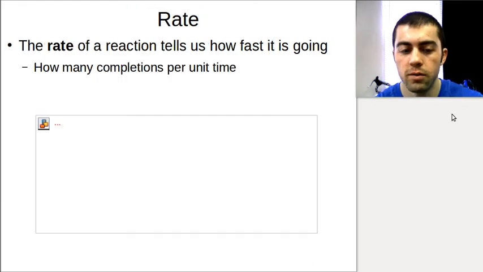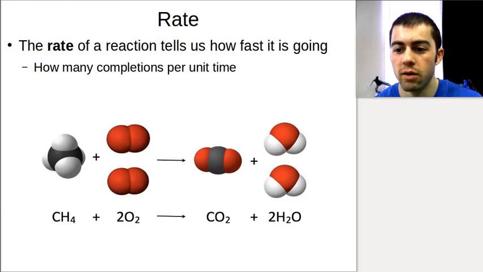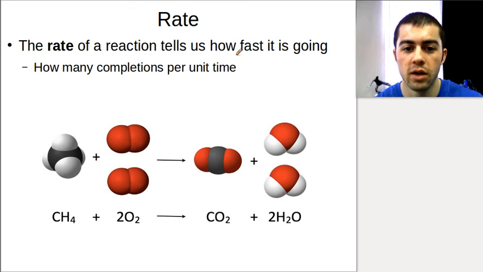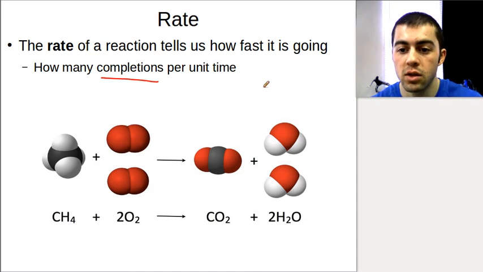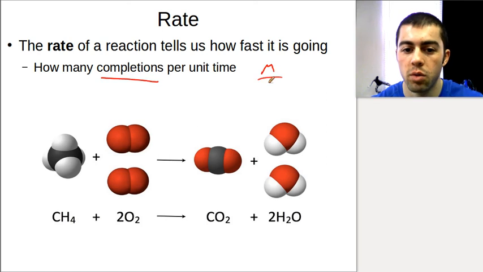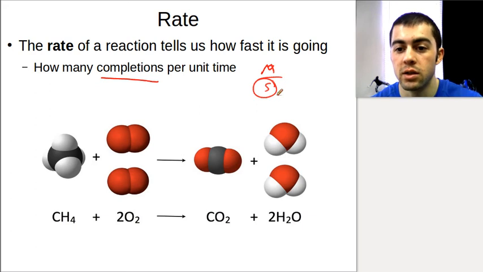So in terms of what this means for the rate of a reaction: the rate of a reaction tells us how fast it's going. Basically, how many times are we completing this reaction in a given time. It could be completions in a certain amount of seconds, or usually you will say it in terms of concentration, molarity per second, or something like that. So it's basically just measuring, per unit time, how fast this reaction is going.